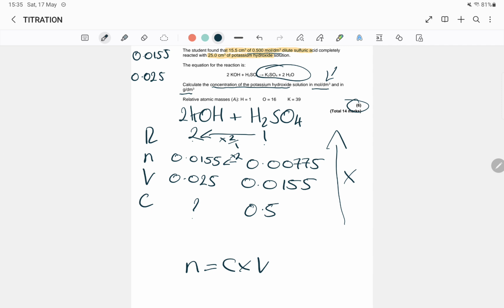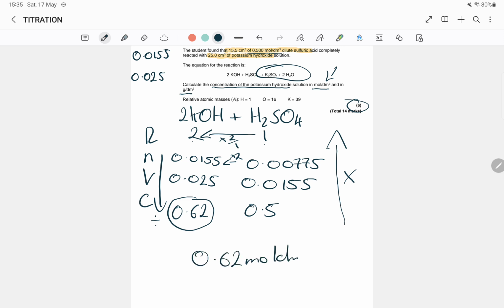Now to work out my concentration in moles per decimetre cubed, all I've got to do is divide. So I'm going to just get my calculator open a second. I'm going to do 0.0155 divided by 0.025, which gives me an answer as 0.62. So that then is my answer in moles per decimetre cubed.